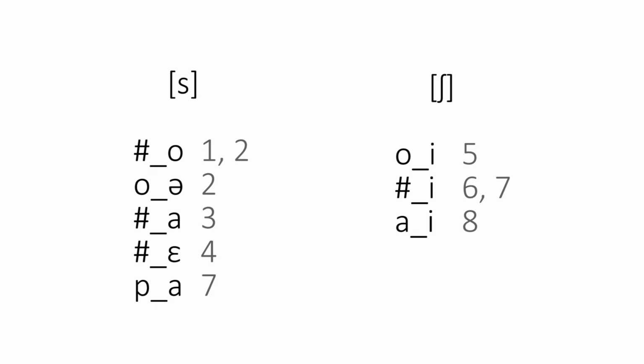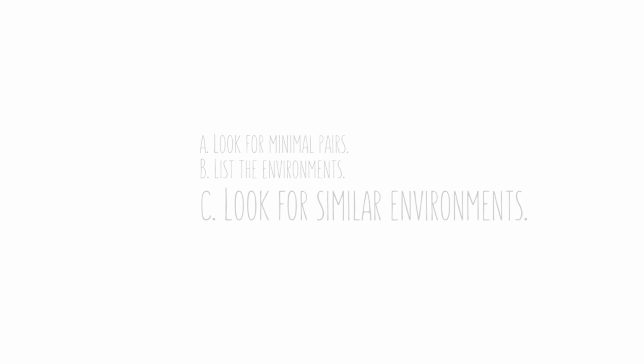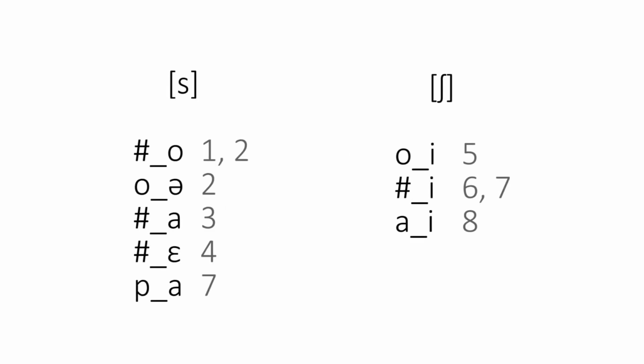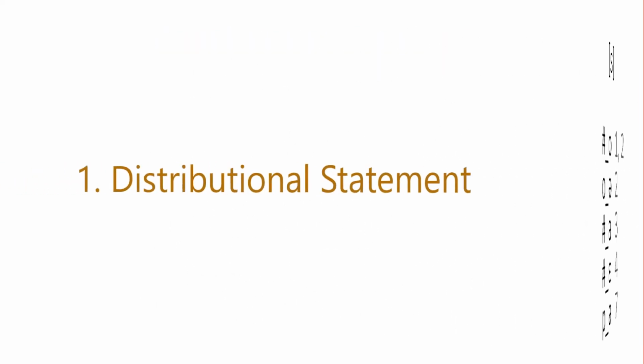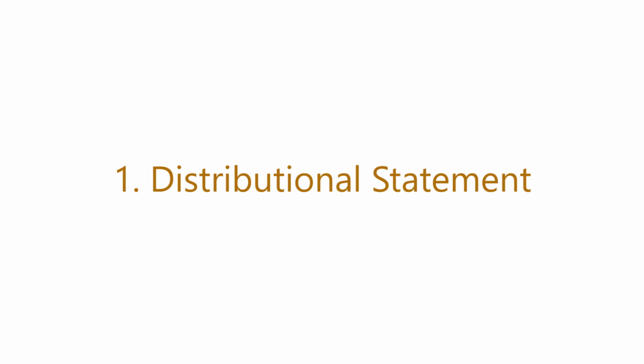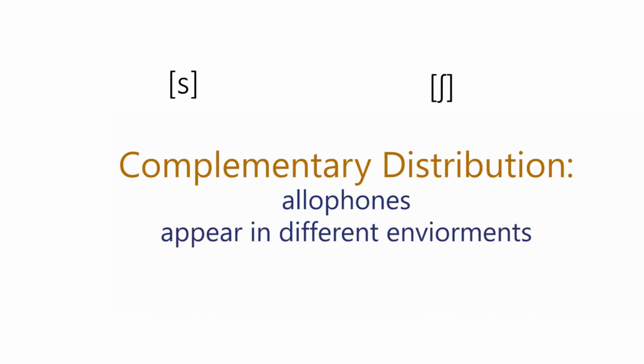For the sound sa and sha, do you see any environment under sa that you also see under sha? If there is no similar environment, it means that this is a case of complementary distribution. If it's a case of complementary distribution, then you have to be able to make a distributional statement about this. If the 2 sounds are complementary, if they're allophones of the same phoneme, then they appear in different environments, but those environments are rule-based. It means they are predictable based on a particular rule or particular rules.